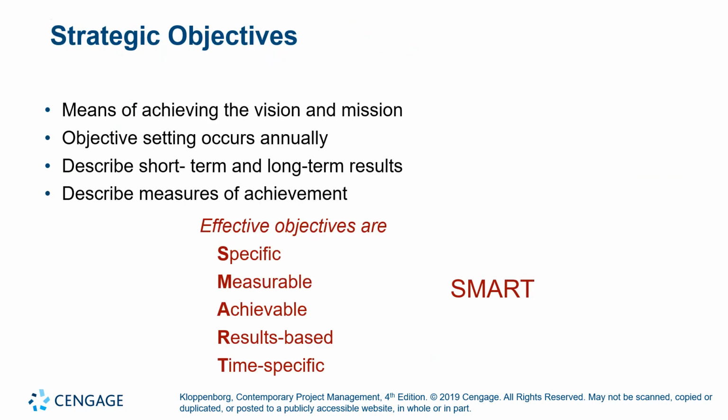So let's talk about strategic objectives. Basically, what they are is just a means of achieving a vision and a mission. The objective setting occurs annually. You have to describe the short-term and long-term results. We have to describe measures of achievements. So we have effective objectives, right? Specific, measurable, achievable, results-based, time-specific. That's the acronym for SMART.